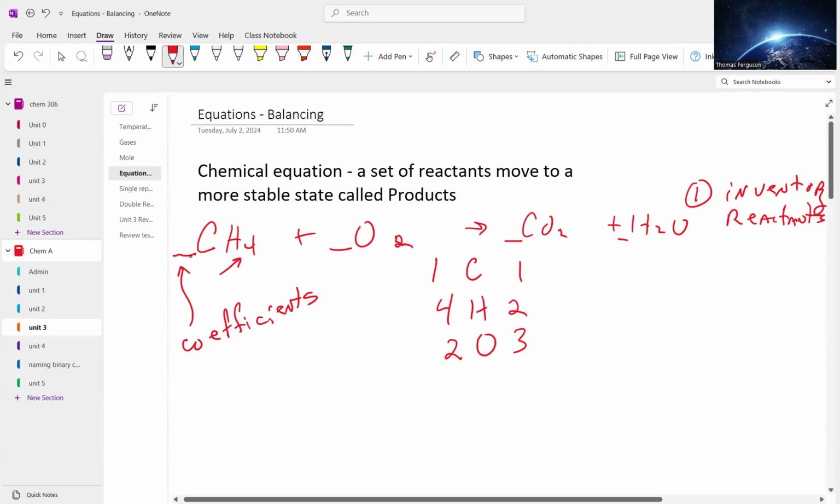If we change the subscripts, we're changing the molecule. We're not changing molecules on either side. We're only changing the number of molecules, not the numbers of the constituents. In other words, if we make this CH2, it's no longer methane. We can't change the H. But we can change the number of methane, the number of oxygen we have, the number of carbon dioxide, the number of water. Again, we cannot change substances, only coefficients.